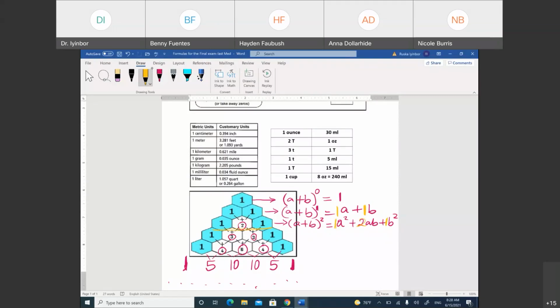And then you have, next to the numbers, you have a and b and exponents, right? And there is a pattern in that. There is a way to get what the a and b and the exponents are. And I'll show in a minute.